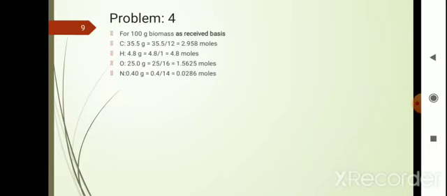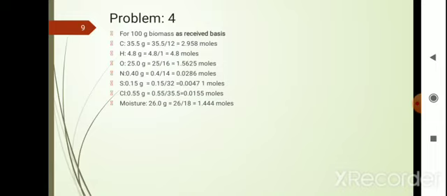Then nitrogen is only 0.4 gram. So divide by the mass of the nitrogen atom, 0.4 divided by 14, is 0.0286 moles. Sulfur is 0.15 gram, and its atomic weight is 32. So 0.15 by 32 is 0.00471 moles. Then chlorine is 0.55 gram, 0.55 divided by 35.5 is 0.0155 moles.